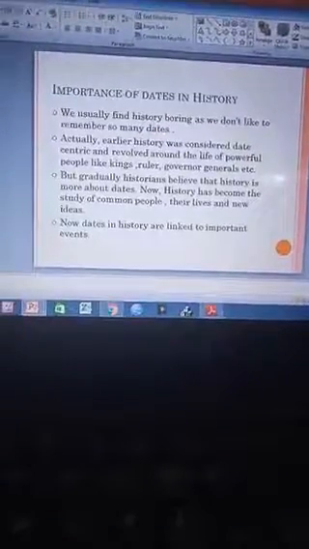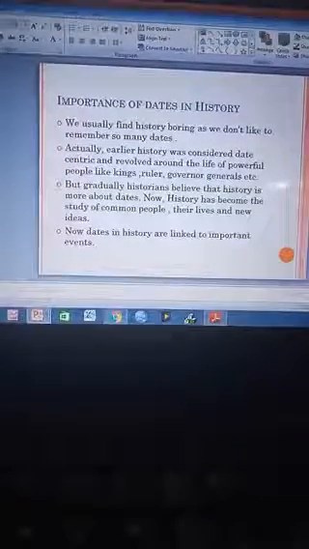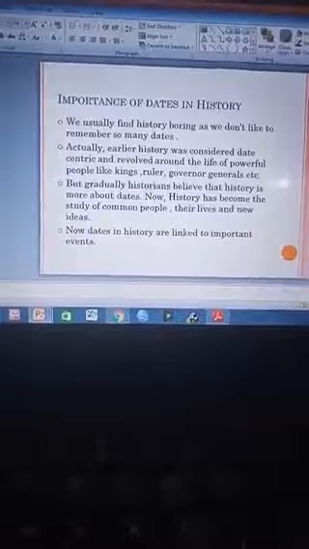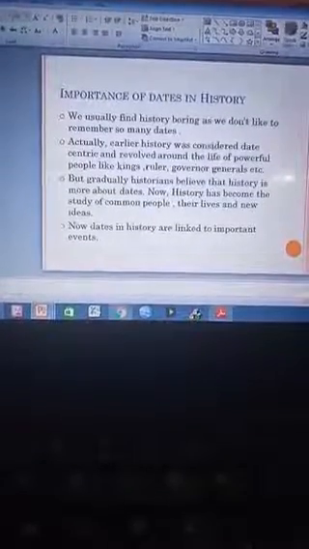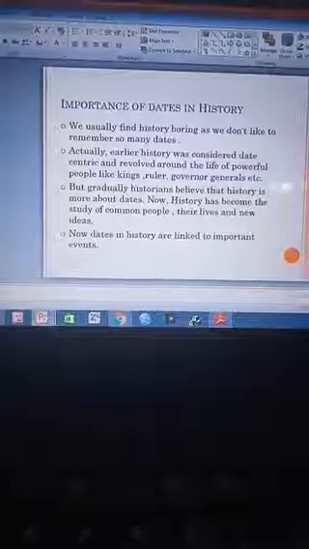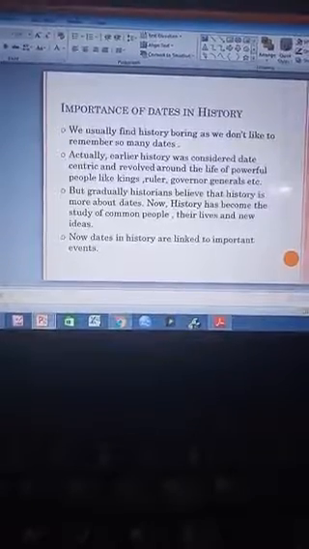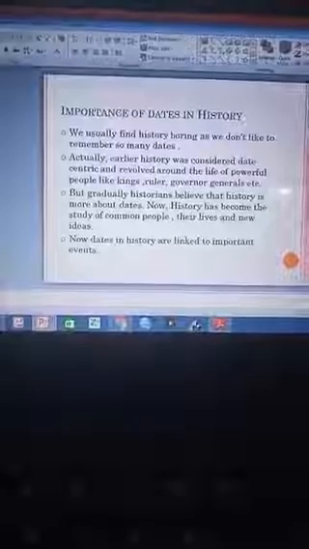Now, next is importance of dates in history. We usually find history boring as we don't like to remember so many dates. Actually, earlier history was considered date centric and revolved around the life of powerful people like kings, rulers, governor generals, when they were crowned, when they were born, etc. But gradually, historians started believing that history is more than dates. Now, history has become the study of common people, their lives, and new ideas.